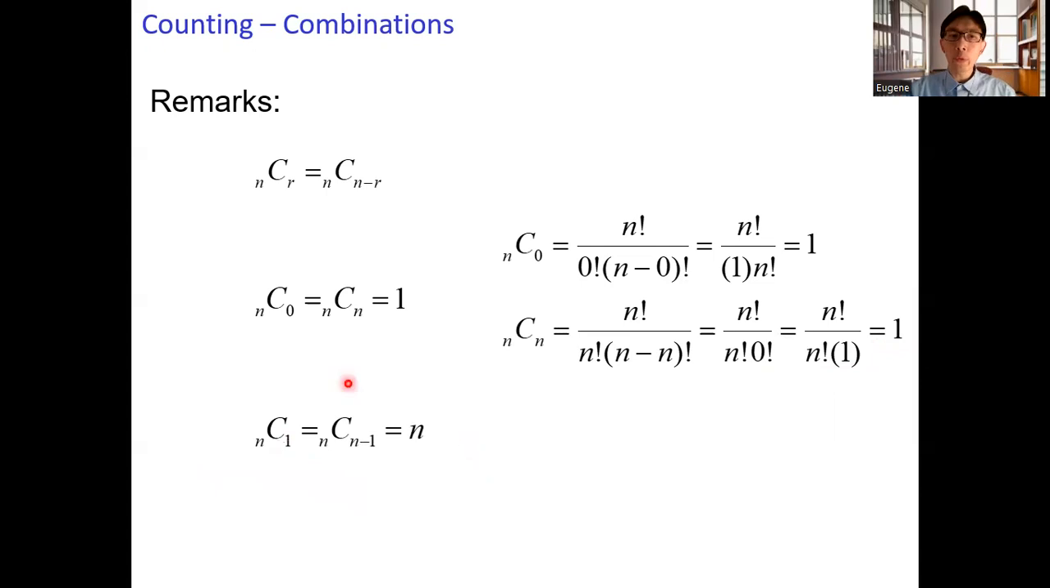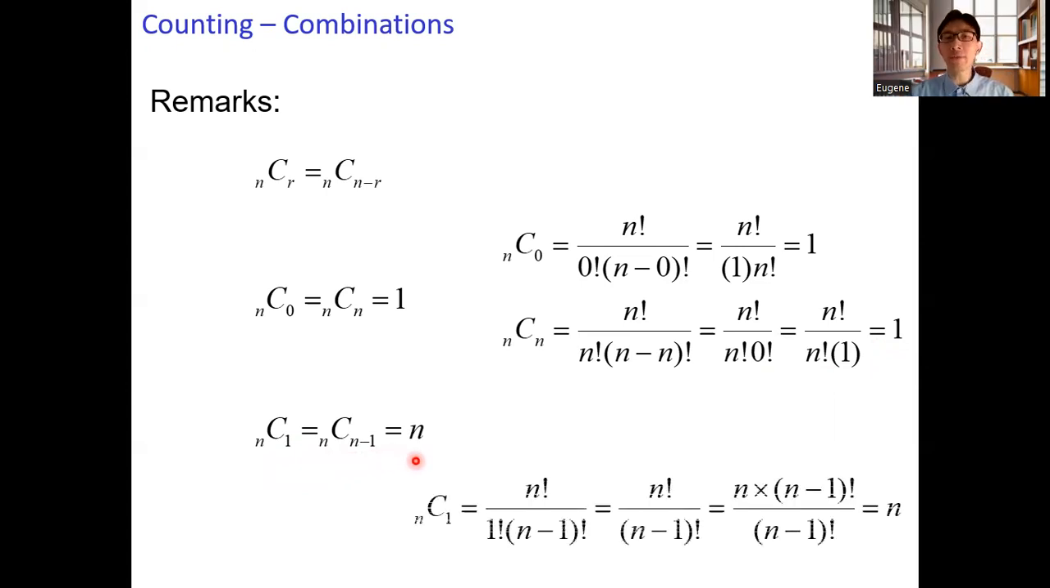And then we have the third remark. nC1 is equal to nC(n minus 1) equals n. And we can verify this using the formula as well. So nC1 is equal to n factorial over 1 factorial times (n minus 1) factorial. And this is also the expression for nC(n minus 1). So upon simplification, we get nC1 equals n.